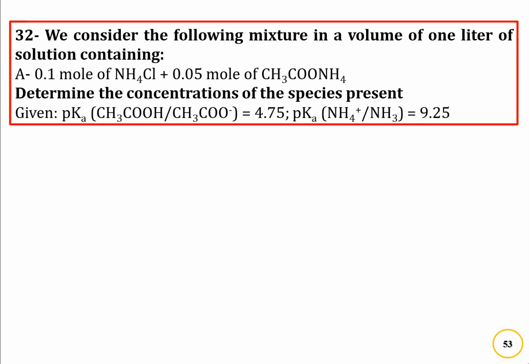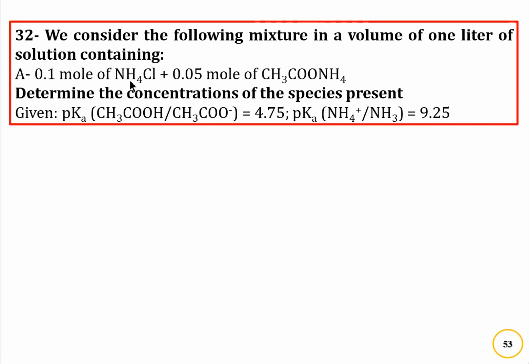Exercise 32. We consider the following mixture in a volume of 1 liter of solution, containing 0.1 mole of NH4Cl and 0.05 mole of CH3COONH4. Determine the concentration of all species present.